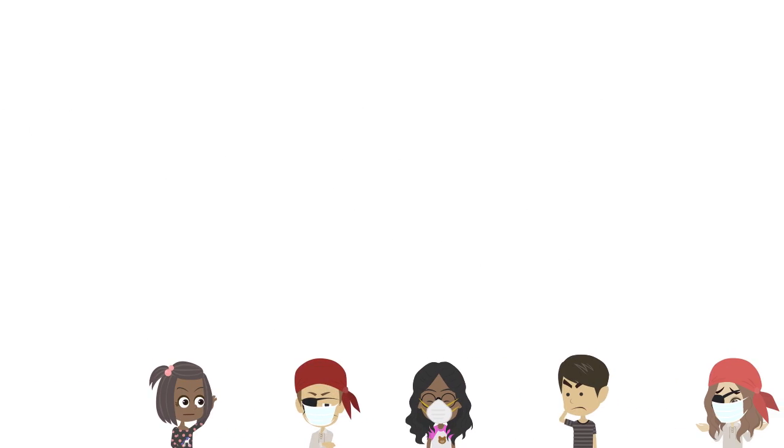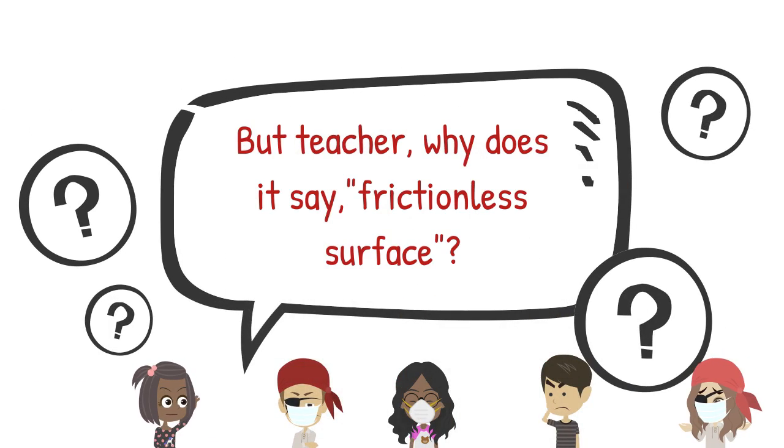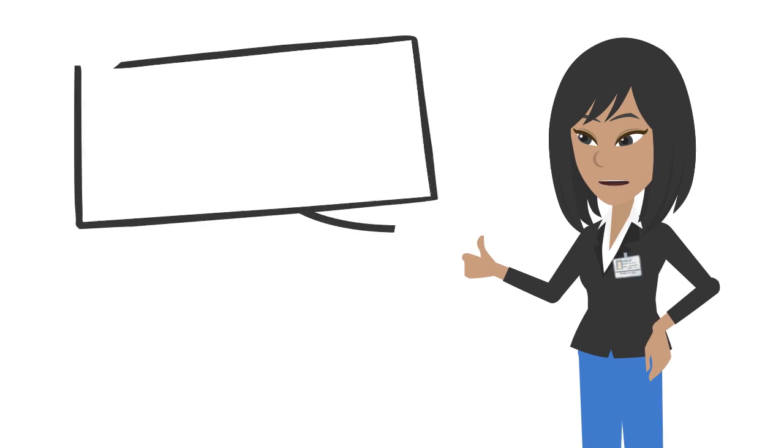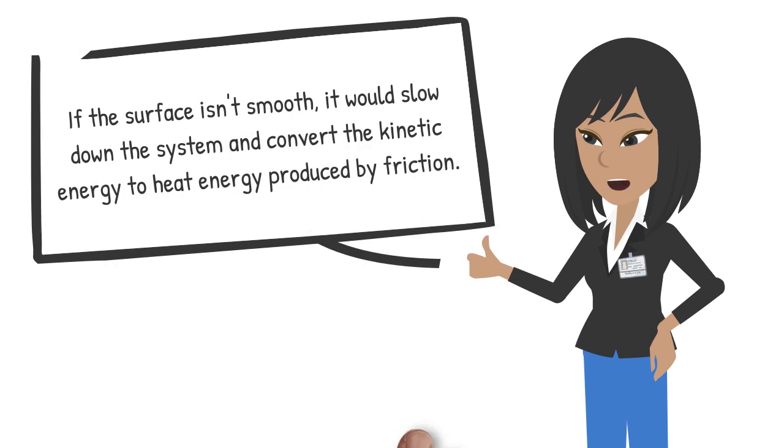But, teacher, why does it say frictionless surface? If the surface isn't smooth, it would slow down the system and convert the kinetic energy to heat energy produced by friction. That would mean that the mechanical energy will no longer be conserved.